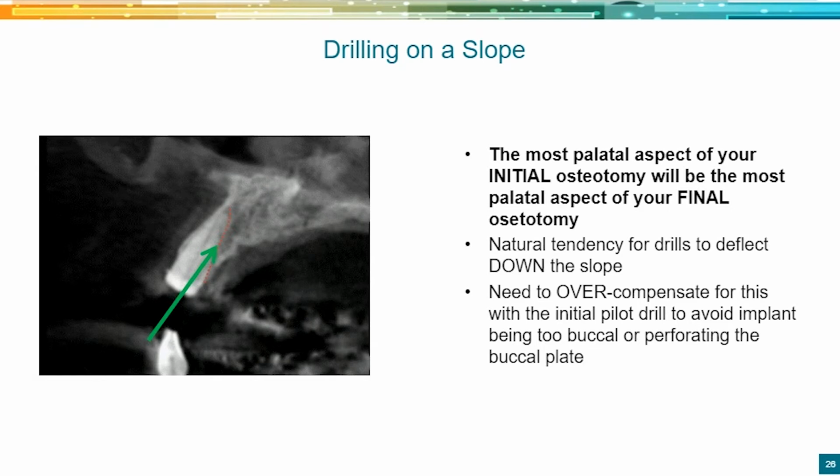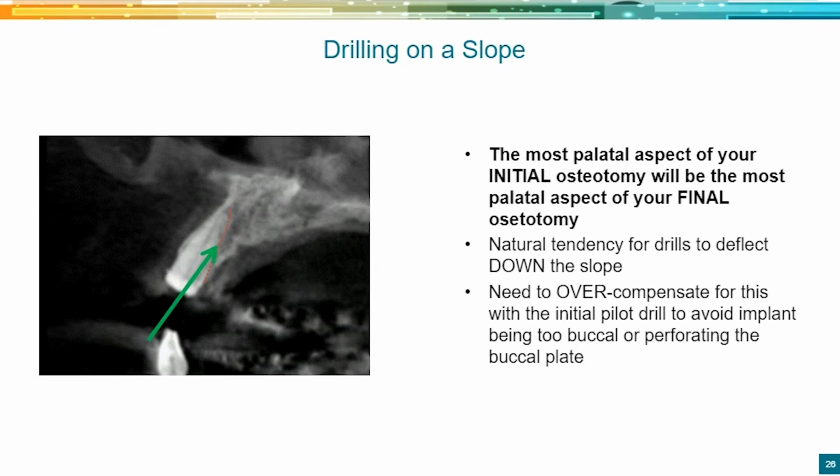But when you're drilling on a slope, like in an immediate anterior site, or maybe a posterior healed site, say the patient's missing 13, 14, 15, and there's a slope from 12 back to the posterior maxilla, wherever the most uphill portion of your initial osteotomy is going to be the most uphill portion of your final osteotomy. So in the example you're looking at now, the most palatal aspect of the initial osteotomy is going to be the most palatal aspect of the final osteotomy. Every drill will deflect down the slope.